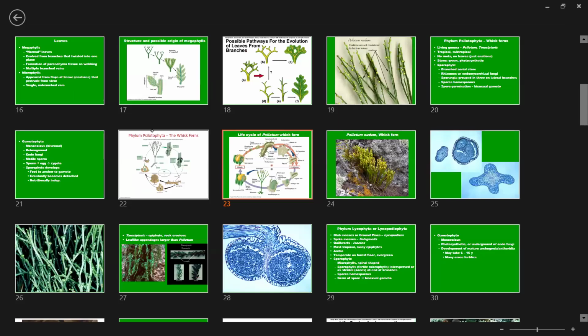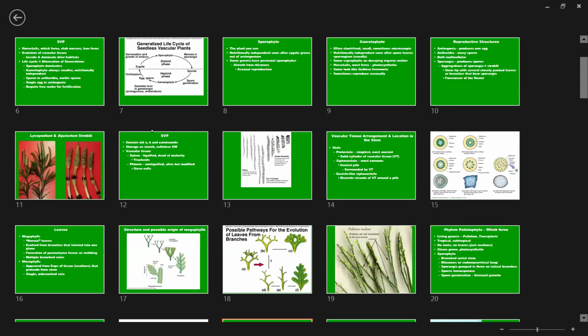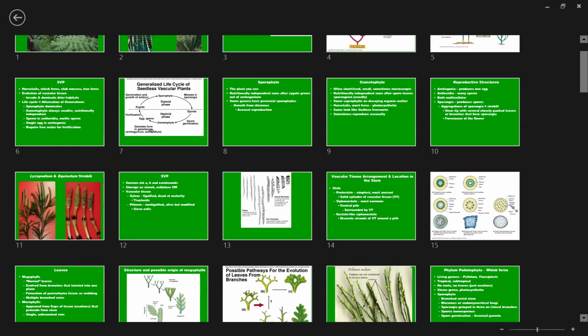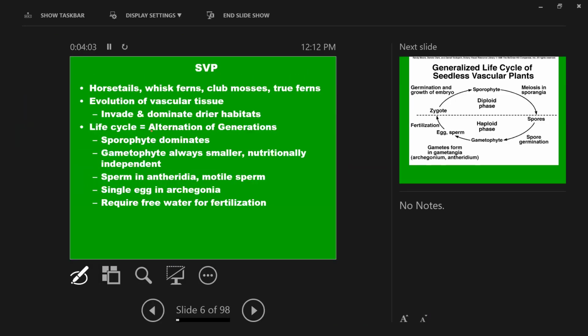And let me... I'm trying to find something quick here. Okay, here it is. I just wanted to reinforce the idea that you still require free water with the seedless vascular plants. You need free water to get the sperm delivered.